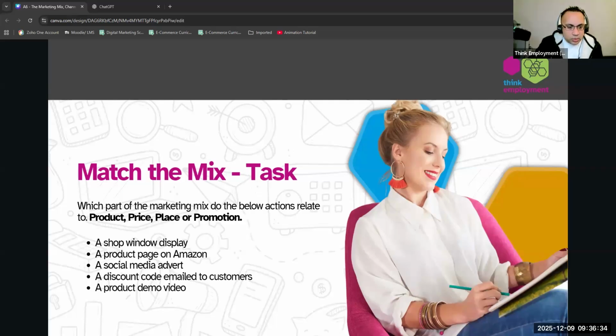Holly. What have you got for a discount code email to customers? That's what I put promotion for, but also price. Okay, so this one's price, because your discount obviously is related to price, offers, incentives, but you're right as well. It's logical that it can be promotion, because when you discount something it's a part of promotion. So I would say that's price slash promotion. So that's good. And a product demo video.